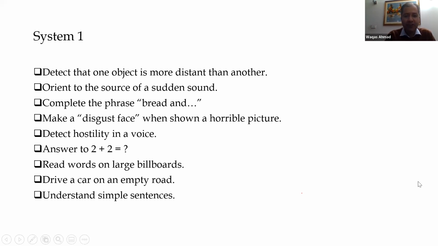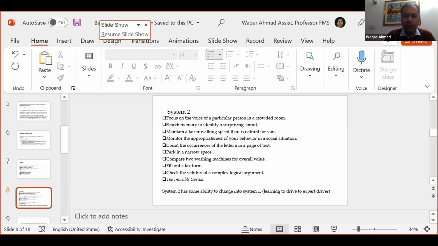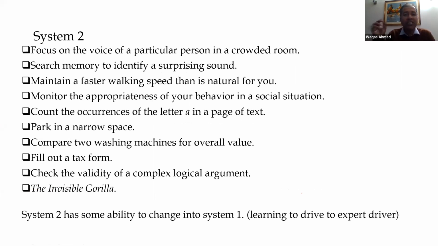Then this is tricky. This is System 2. Let's say you want to focus on the voice of a particular person in a crowded room. Let's say there are 10 different people talking and you want to focus on that particular voice. It's not easy. You have to focus. You have to put your ear there and try to detect that particular voice.